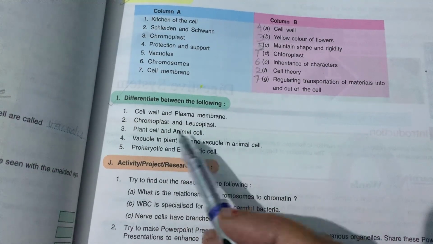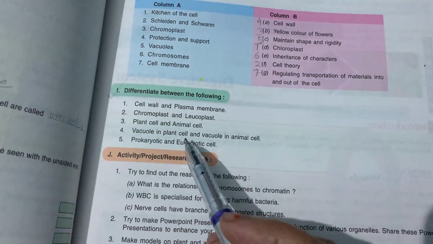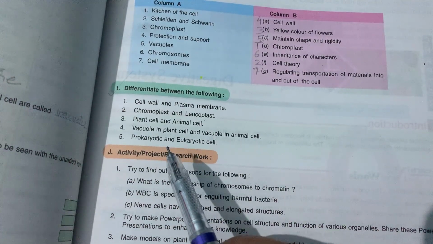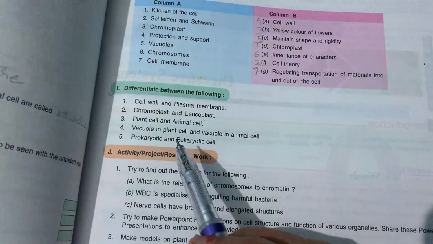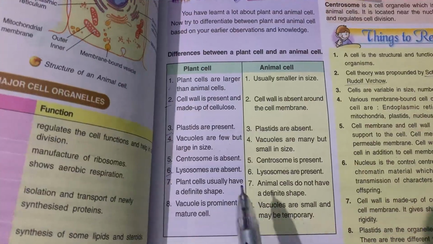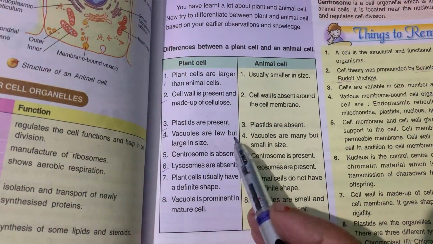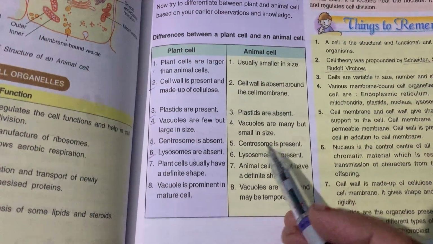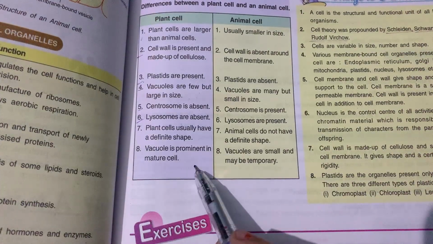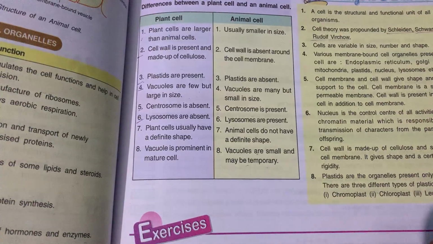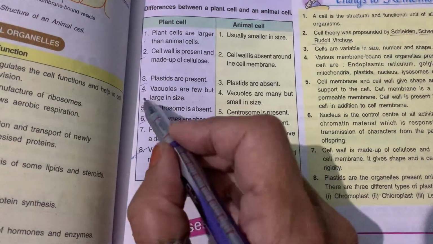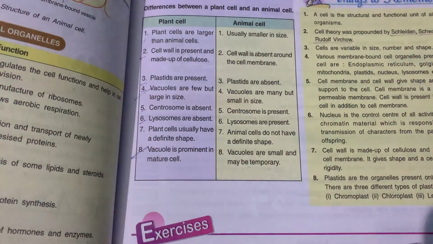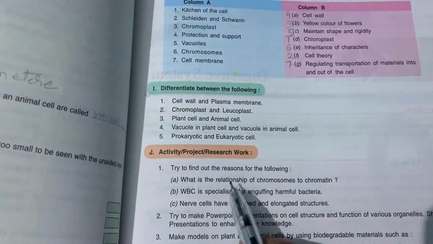Plant cell, animal cell, we have already seen. Vacuole in plant cell, vacuole in animal cell, as you know already. You can write two differences. Vacuoles are few and large in plant cells, whereas vacuoles are many but small in animal cells. Vacuoles are prominent in mature cells, whereas in animal cells vacuoles are small and maybe temporary. These two points are included under your differences of the vacuole.